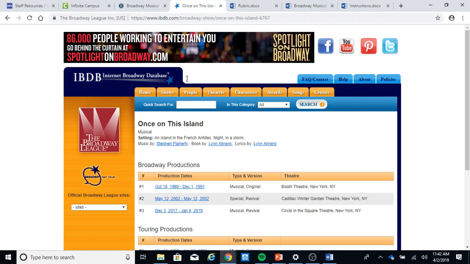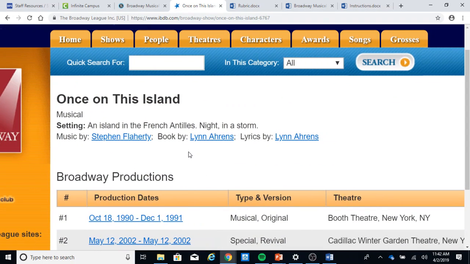So here's how you determine. First off, before you do anything, what information can we get right off the top for this musical? So you can get who the book's by, who the lyrics are by, who the music's by. Good. What else? What else can you get?